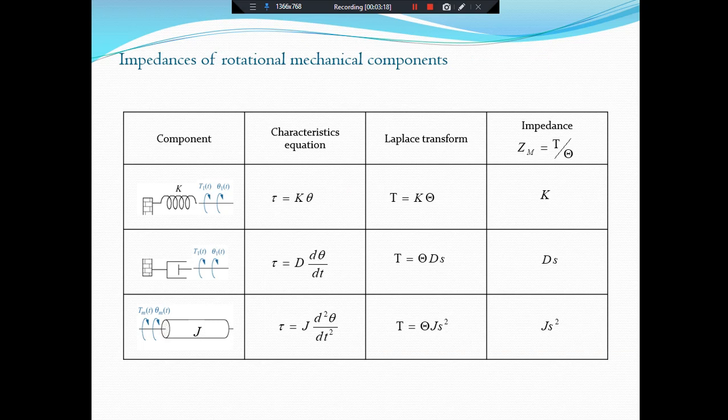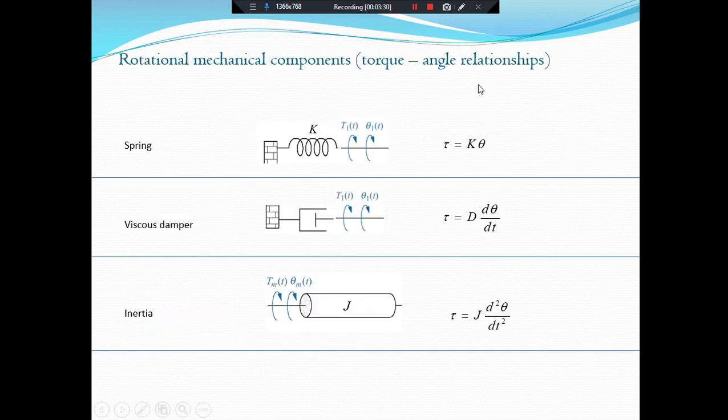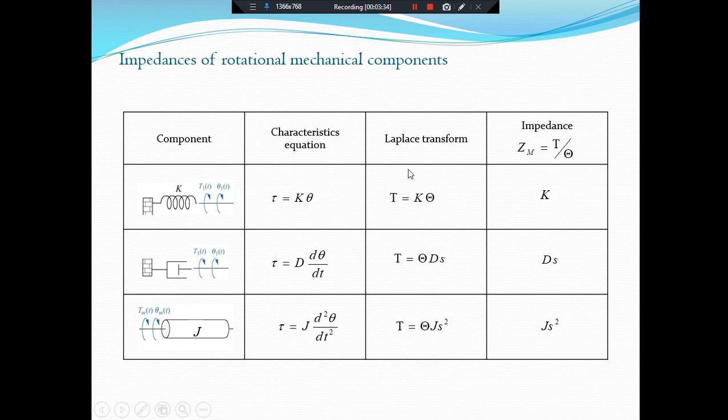If you understand the translational mechanical system, then it will be easy for you to understand the rotational mechanical system. Here is written the characteristic equation which we have studied. It's written in the time domain, then we convert it into the frequency domain, or s domain. It's k theta of s, as it is a first order equation. We replace it with s D theta of s, and similarly we replace this with the second order Laplace transform, and here it's written as the impedance.